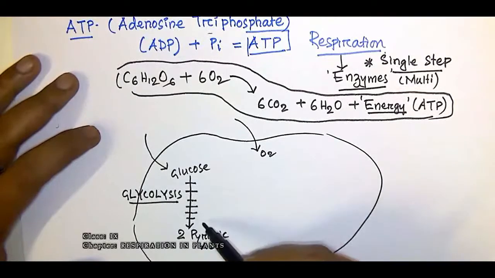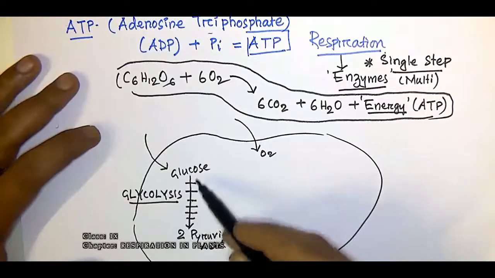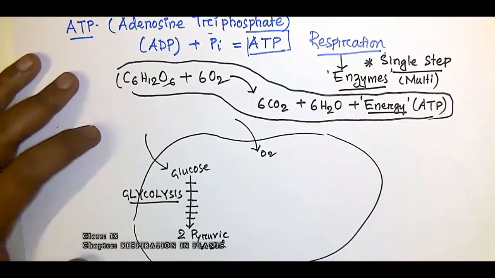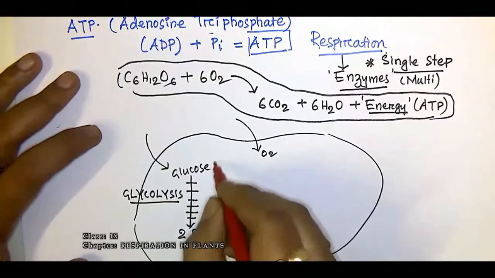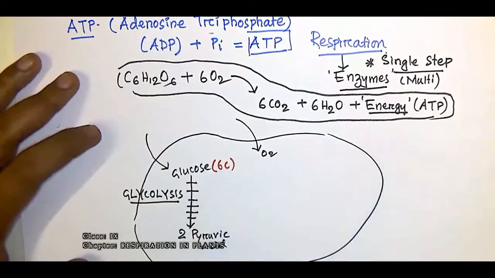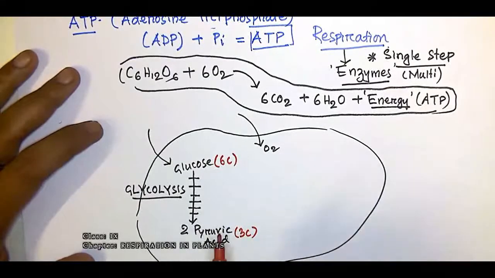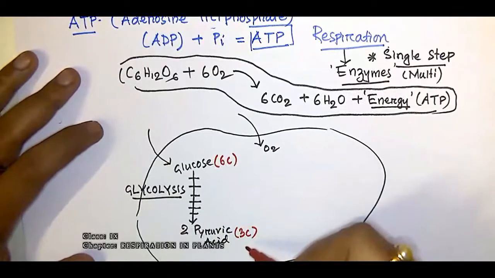So it's not a single step process. So what has happened to our glucose? The glucose, after entering inside the cell, has been broken down into two molecules of pyruvic acid. When I use the words broken down, please understand it's a 6-carbon molecule, and these pyruvic acids are in fact 3-carbon molecules. So what has happened? A single 6-carbon molecule has been broken down into two 3-carbon molecules.